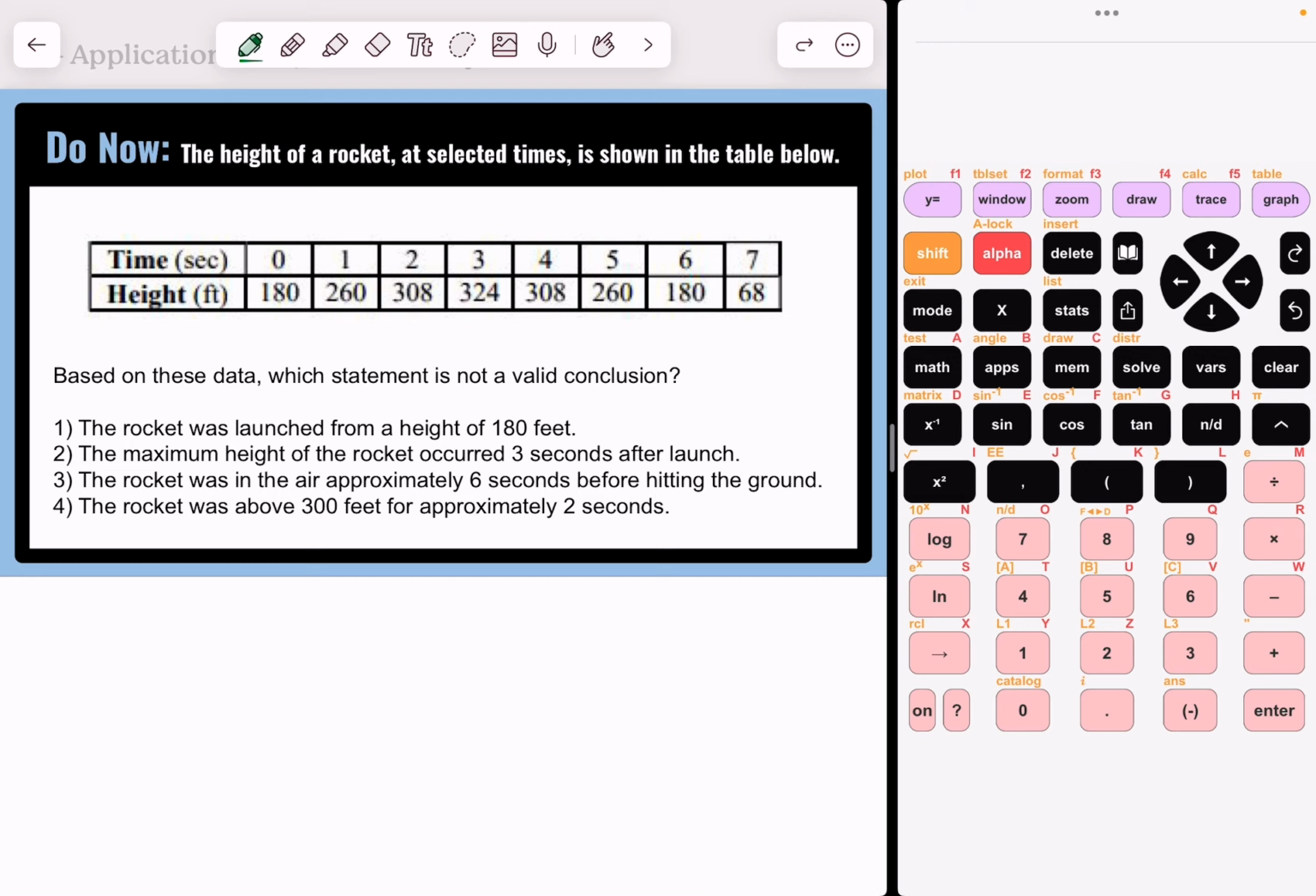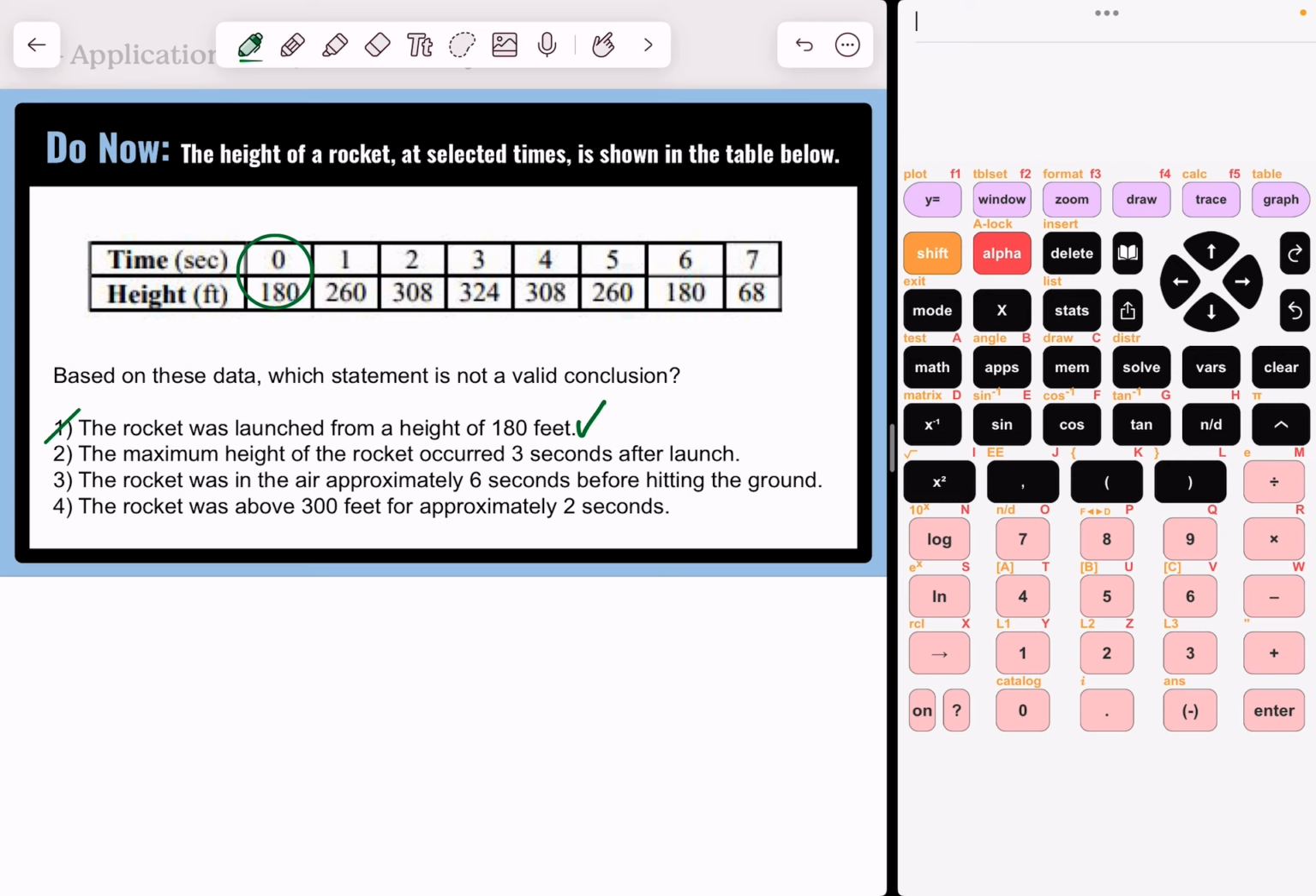The height of a rocket at selected times is shown in the table below. Based on these data, which statement is not a valid conclusion? So we're looking at one that's false. Answer choice 1 says the rocket was launched from a height of 180 feet. That makes sense because at 0 seconds when we were starting this process, it was 180 feet. So that's correct. Remember, we're looking for something that's wrong.